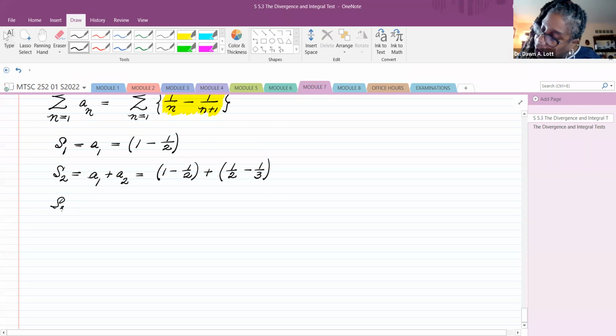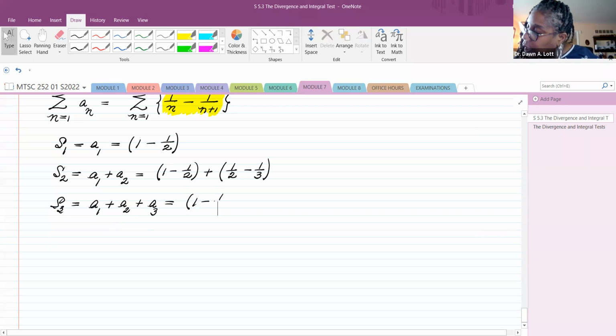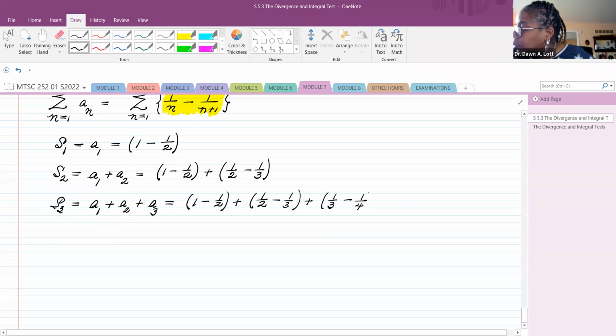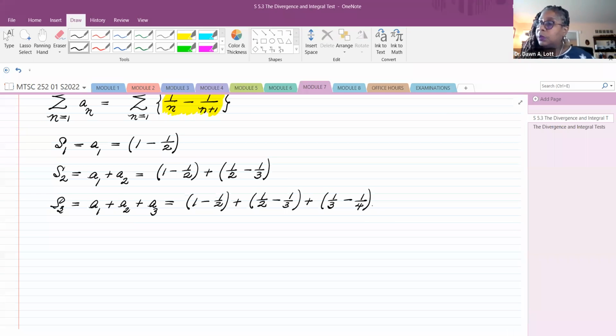So S3 is a_1 plus a_2 plus a_3. a_1 is 1 minus a half. a_2 is 1/2 minus 1/3. a_3 is 1/3 minus 1/4. Okay, so now I got a pattern. I can see stuff drops out. I can see 1/2 goes here. I can see 1/2 and 1/3 go.